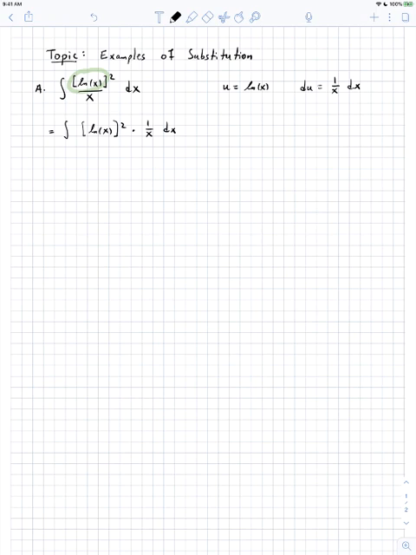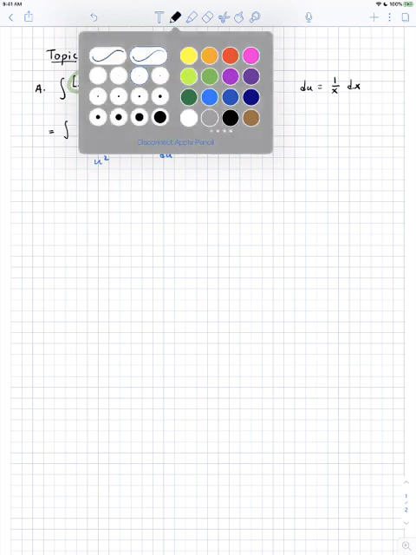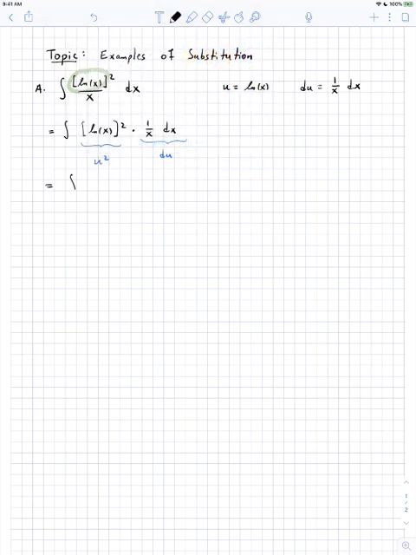So now we have ln of x quantity squared, that becomes u squared, and 1 over x dx, that's our du. So now we can integrate this, because this is now something that has an elementary antiderivative. It's just a power function. So this is u cubed over 3 plus a constant of integration.